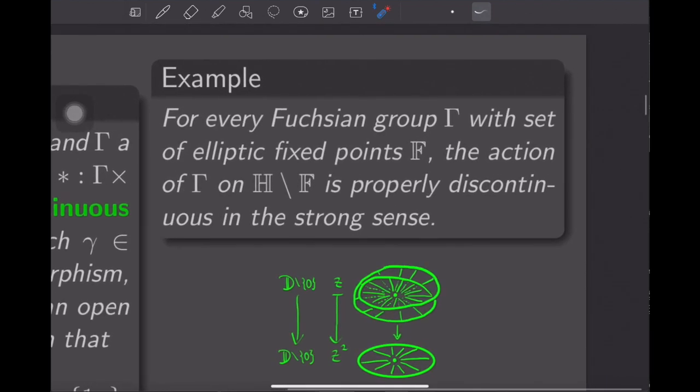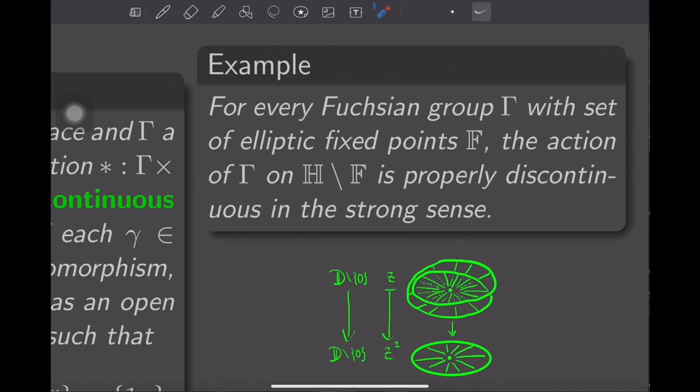Another example that we saw is that if you give me any Fuchsian group, possibly with elliptic elements, so possibly with torsion, and I take the set of elliptic fixed points, so all the points in the hyperbolic plane that are fixed by some non-identity element of gamma, and I exclude them from the hyperbolic plane, then the action of gamma on the rest is properly discontinuous. First of all, this set is stable under the action of gamma. So a point which is not fixed by any non-identity element, when I act with any element of gamma, I land in another point not fixed by any non-identity element. And this action is properly discontinuous in the strong sense.